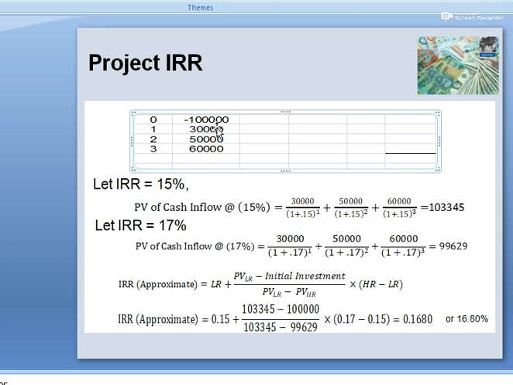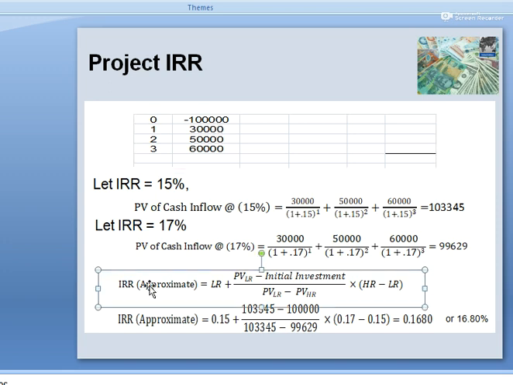Now we are going to take another rate at which the present value of inflow will be lower than the 1 lakh. After taking 17%, the present value of inflow becomes 99,629. So it is lower than the initial investment. That was our target: getting a value higher than the initial investment and another value lower than the initial investment, taking the rates in such a way. Now after getting the two values, we are going to apply this formula. This is the approximate IRR.